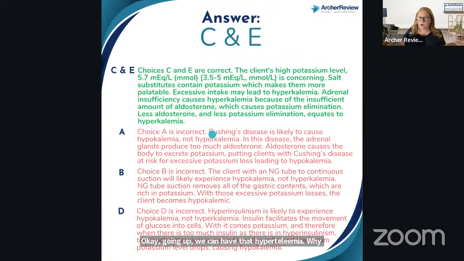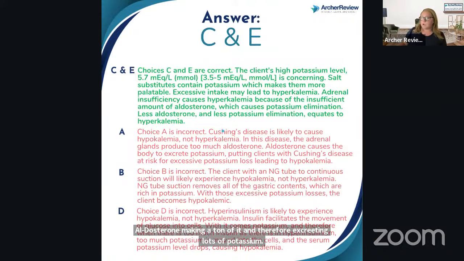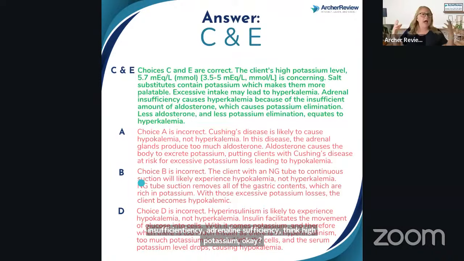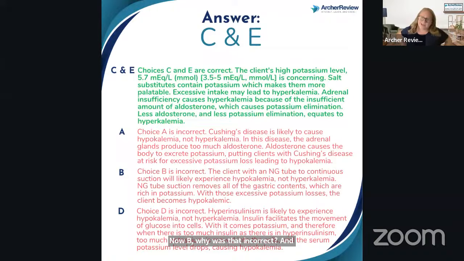Why was A incorrect? Well, Cushing's disease is the opposite of adrenal insufficiency. We're going to have really high levels of aldosterone, making a ton of it, and therefore excreting lots of potassium. So with Cushing's, think low potassium. With adrenal insufficiency, think high potassium, okay? Now B, why was that incorrect? NG tube dissection. Do we have a lot of potassium in our gut? You guys know we do. We store a ton of potassium in our belly. We pop a tube down there and put it to suction, and we're taking away a lot of potassium, so low potassium.